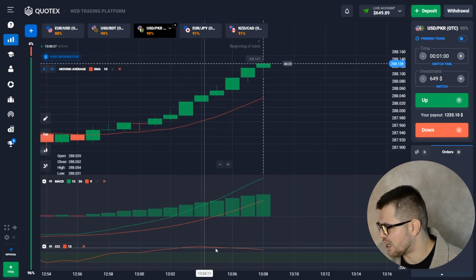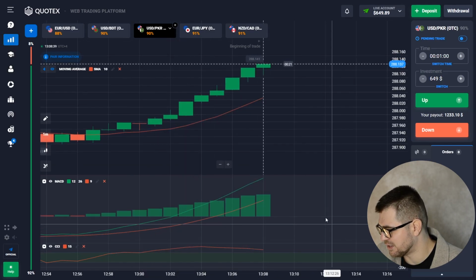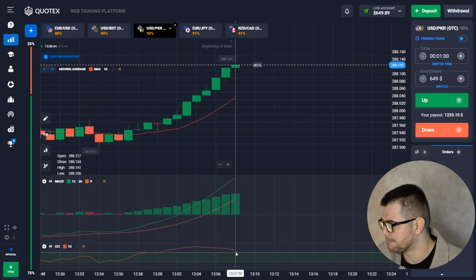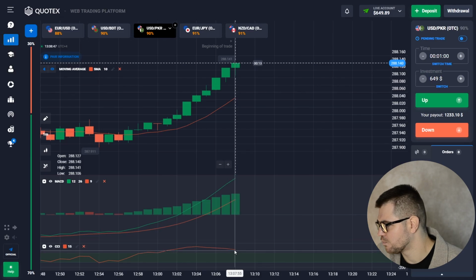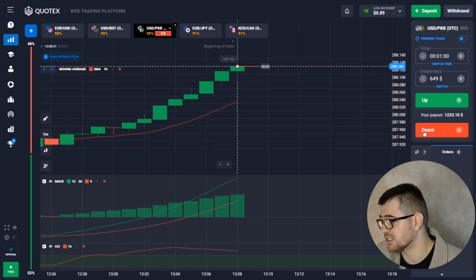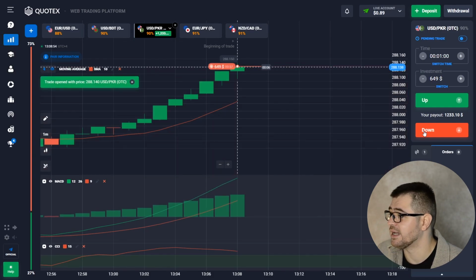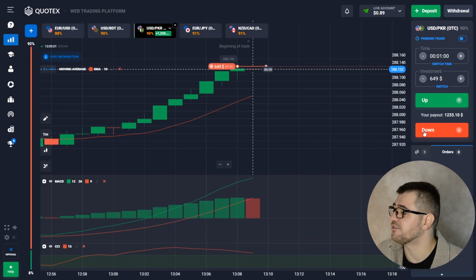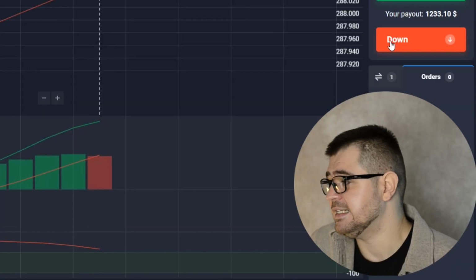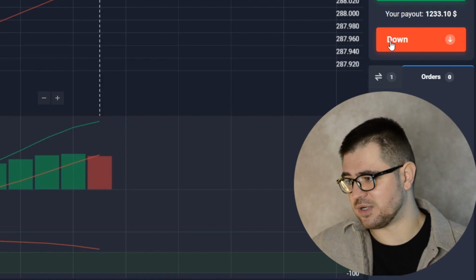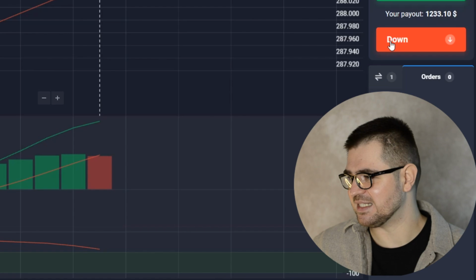So CCI has started going down here. That means that the trend is actually losing its strength. So we're gonna go and enter into a put option. Basically, a similar situation to what happened before. We have the MACD and the trend giving us the idea that the price is going up, basically.